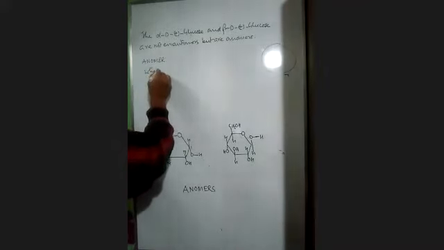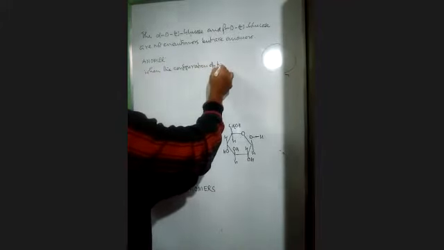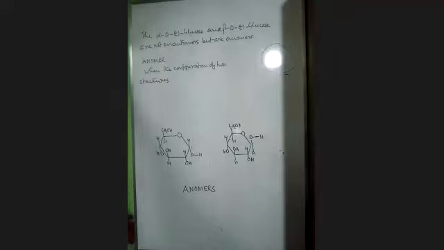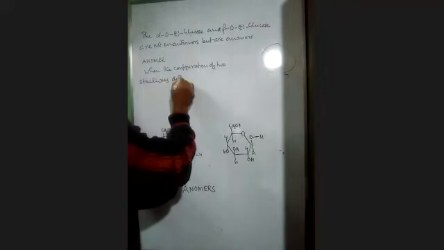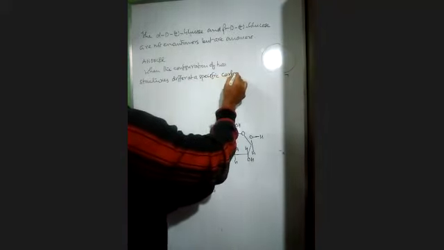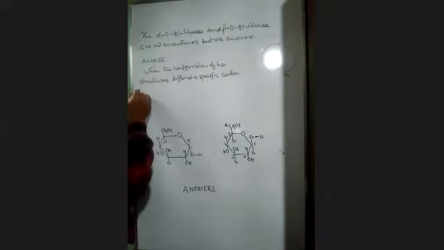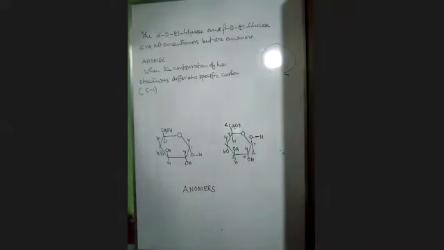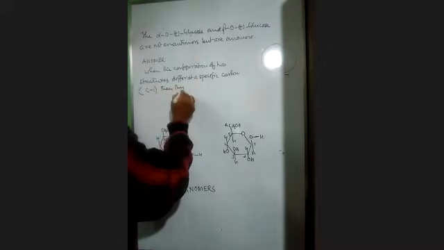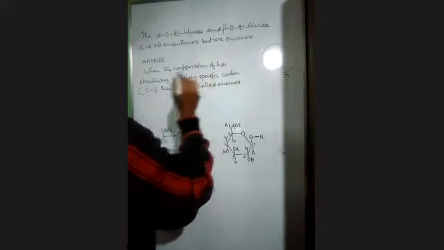When the configuration of two structures differs at a specific carbon, see here, where does it differ? C1. When the configuration of two structures differs at a specific carbon, then they are called anomers.